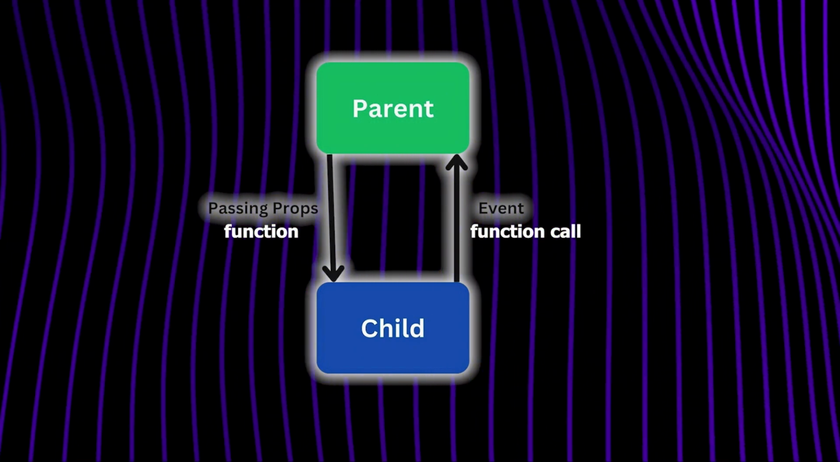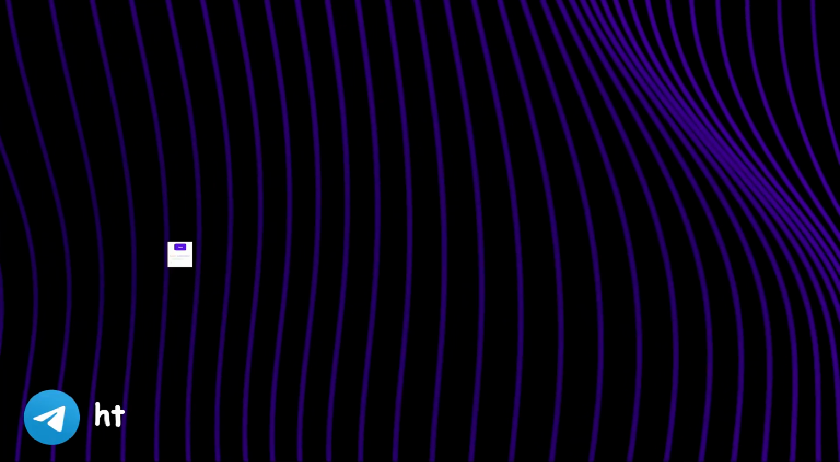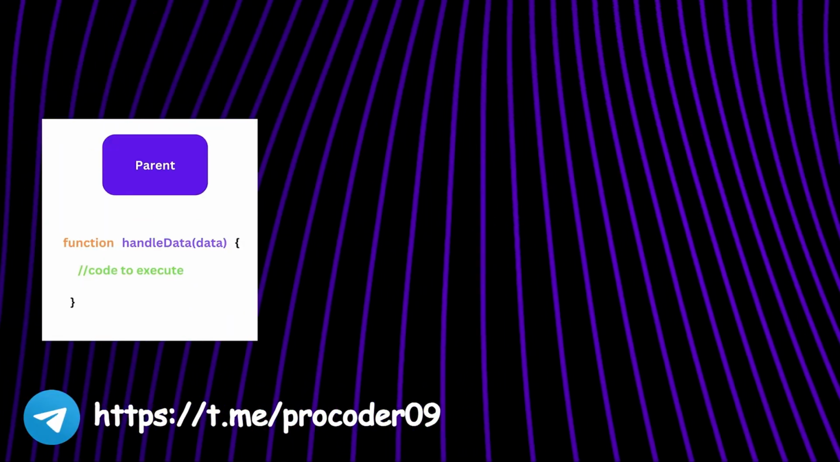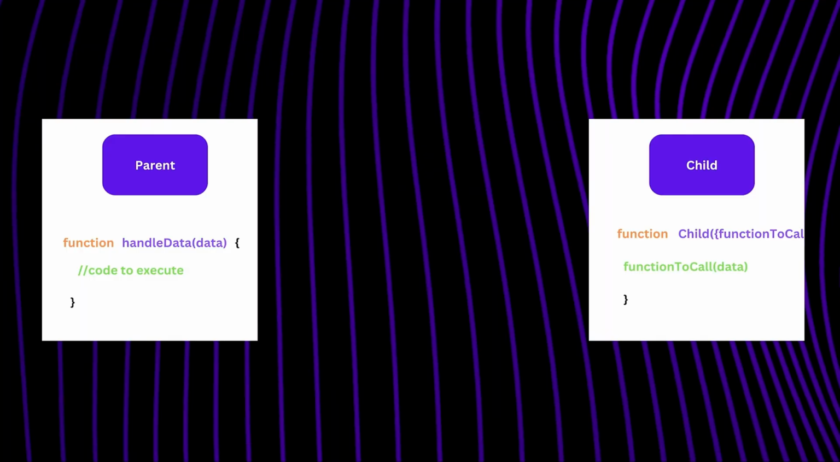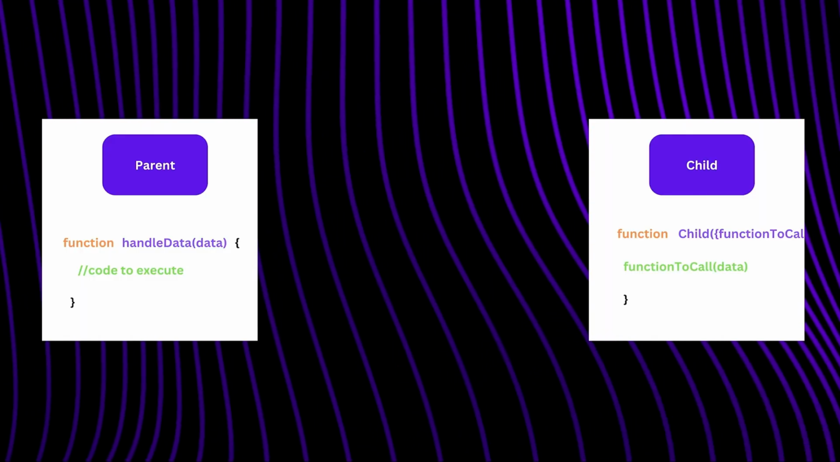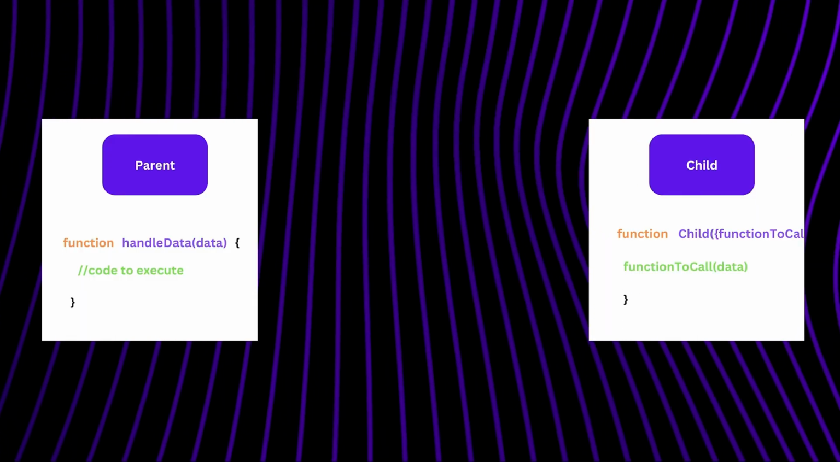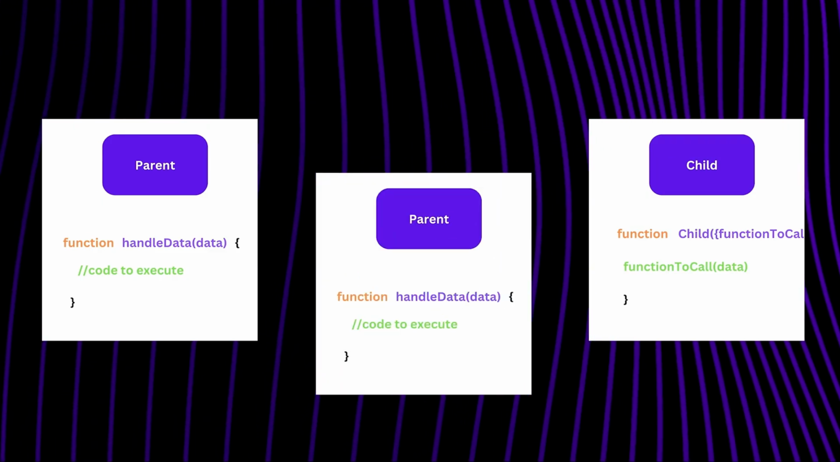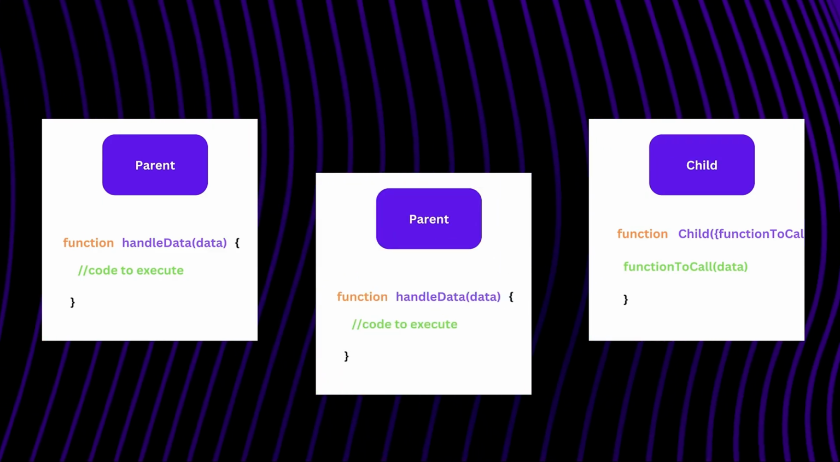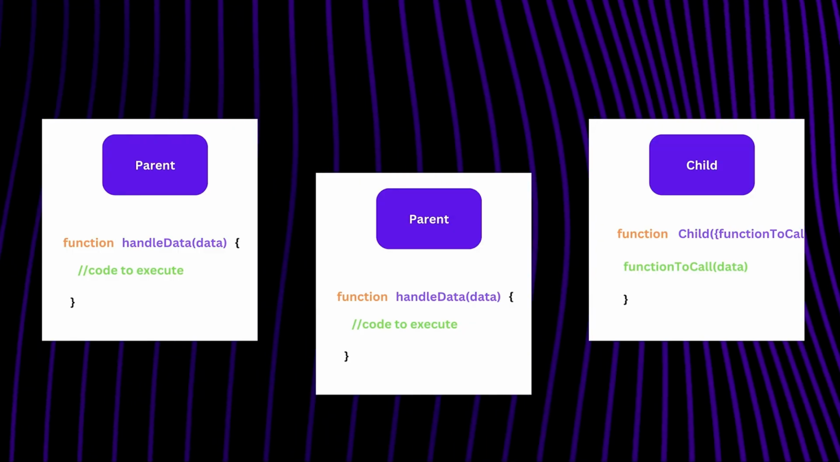A breakdown of this whole process is: the parent component defines a function that will handle the data coming from the child. The child receives that function via props and calls it with the data. The parent gets the data from the child and updates its state accordingly. Let's take a look at an example to make this concept even more clear.